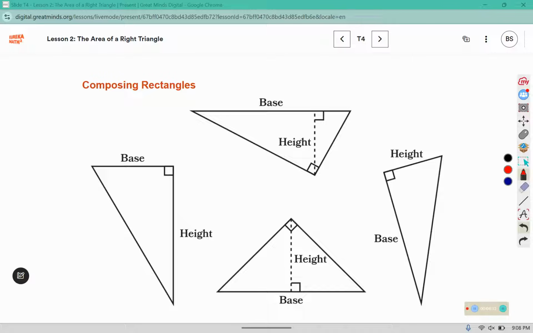There is only one possible height of a right triangle. That is also false, because remember, we can swap the height and the base and still be able to get the same area. Any side of a right triangle can be a base of the triangle. That is true.